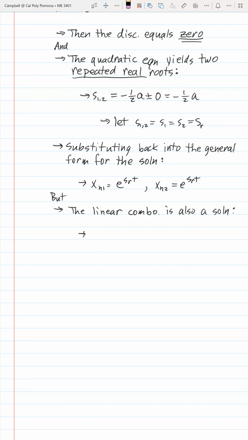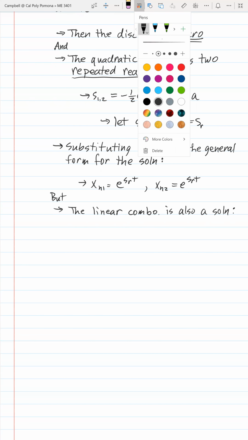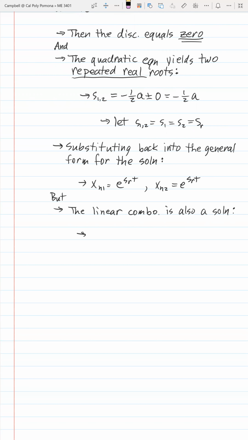And so thankfully, or at least you might be saying, Professor Dinsmore, that's so great. That saves us, right? Because then we say, x is equal to c prime e to the SRT plus c double prime e to the SRT. And there we go. With the constants associated with the solution, we have two different terms, and we're good to go.